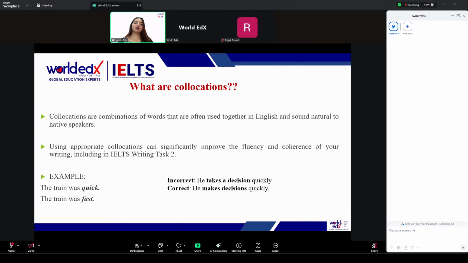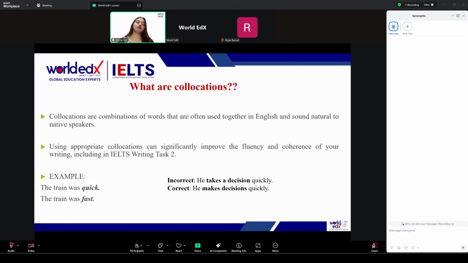Coming to the next one, collocations. Collocations are the words that we use in combination. For example, when we say prepare the meal quickly, we will not say make the meal quickly, because when you are starting it from scratch, you prepare things. But if you have to just assemble it, you make it. So collocations are the words that are used together, and this is very important in your writing task and also in your speaking.